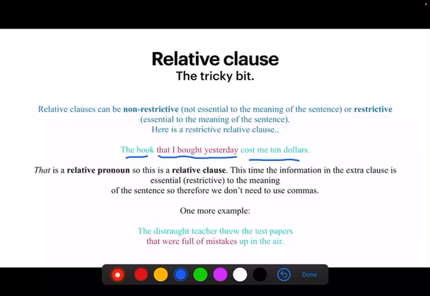One more example: The distraught teacher threw the test papers that were full of mistakes up in the air. Now in this one, the information is essential, but still we are not using a comma because we are using that over here. So there can be some tricky bits. Sometimes we have to use a comma and sometimes we don't, so that we have to really understand. Okay, I hope some clarity has been achieved in the topic of relative clauses.